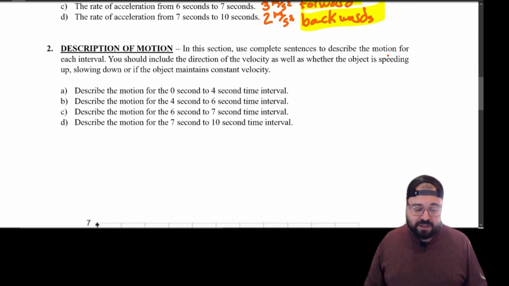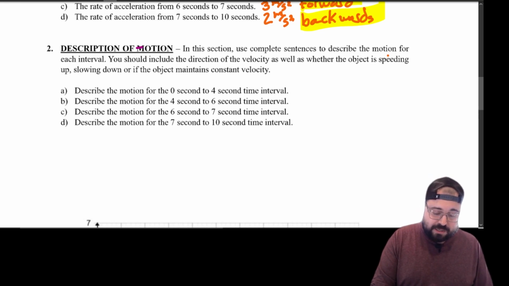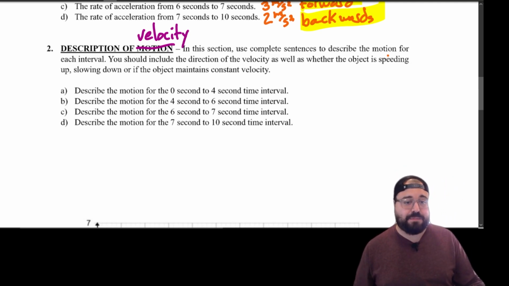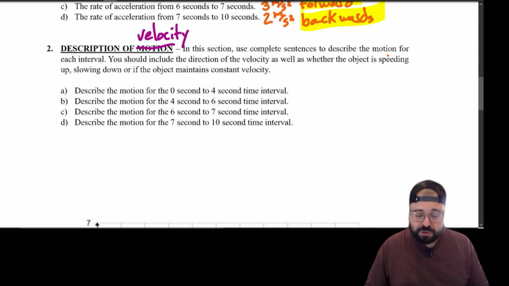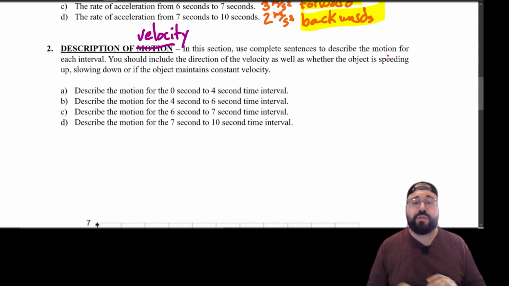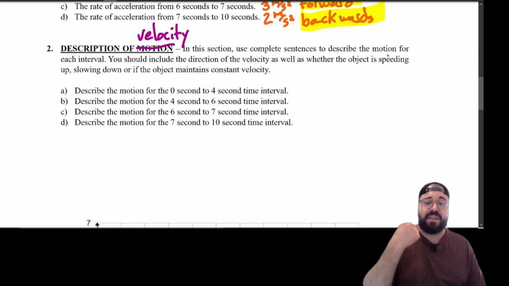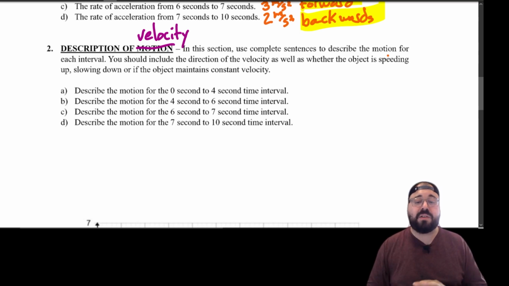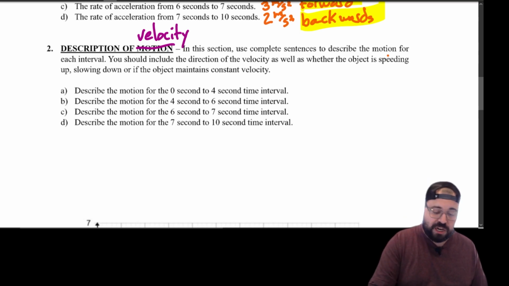So now let's get into describing motion, right? And as we've talked about describing motion, that's just velocity. We want to know what's happening to the velocity of the object. And as Mr. Shamberry said in the instructions, we want to hit the 3 things that we talked about. We want the amount of speed that an object has, right? We want the direction it's traveling and whether or not that speed is changing.